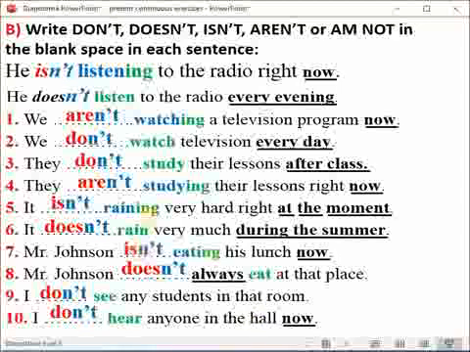The hall. So this is it. I hope now you can conjugate the verbs correctly using the present simple or the present continuous according to the context or the situation you have. Good luck.